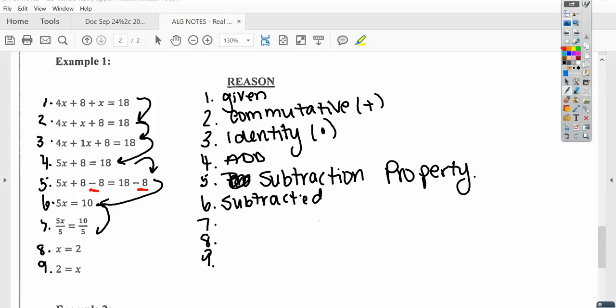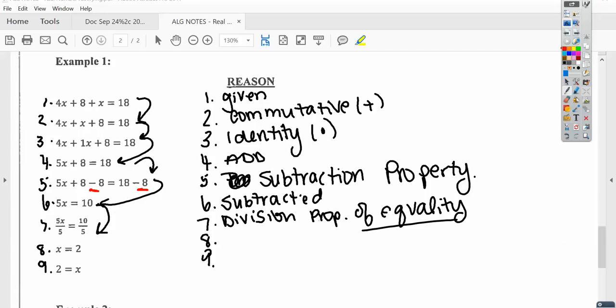From 6 to 7, what's happening? Well, they're dividing a number on both sides. They're dividing by 5 on both sides. So that's the division property. And you can call it of equality, but all of equality means is it just has an equal sign, so you don't really need to use that. From 7 to 8, how did they get x equals 2? They divided because 10 divided by 5 is 2. And from step 8 to step 9, x equals 2 and 2 equals x. What property allows me to say that? The symmetric property.